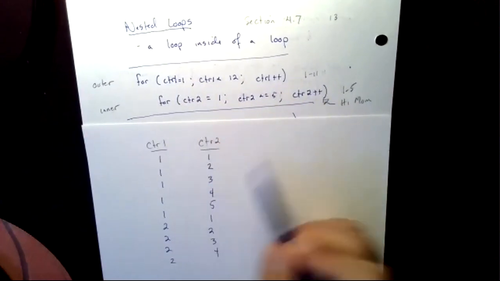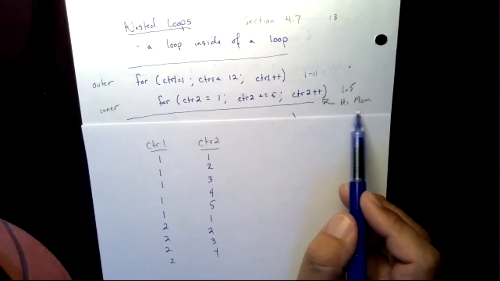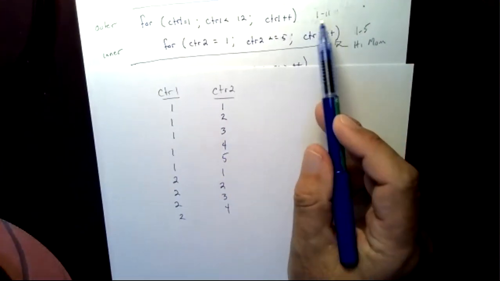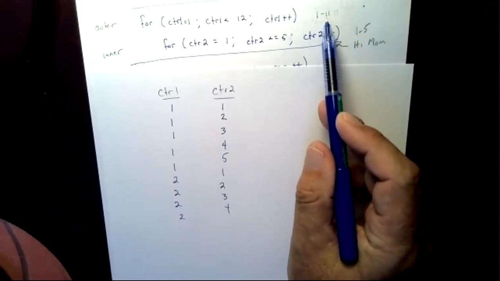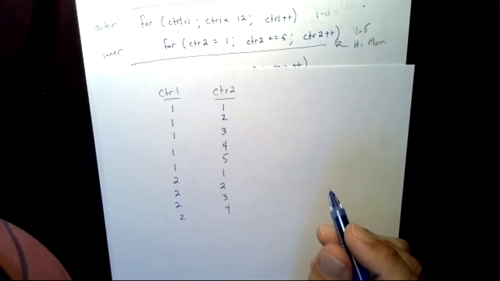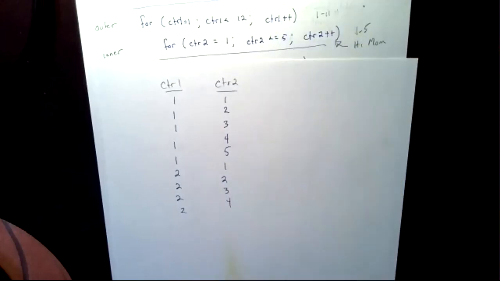Each time inside of here, I'm displaying hi mom. System.out.print hi mom. So how many times would hi mom get displayed? 11 times 5, 55. 55 times. So 11 times 5 is basically what happens.